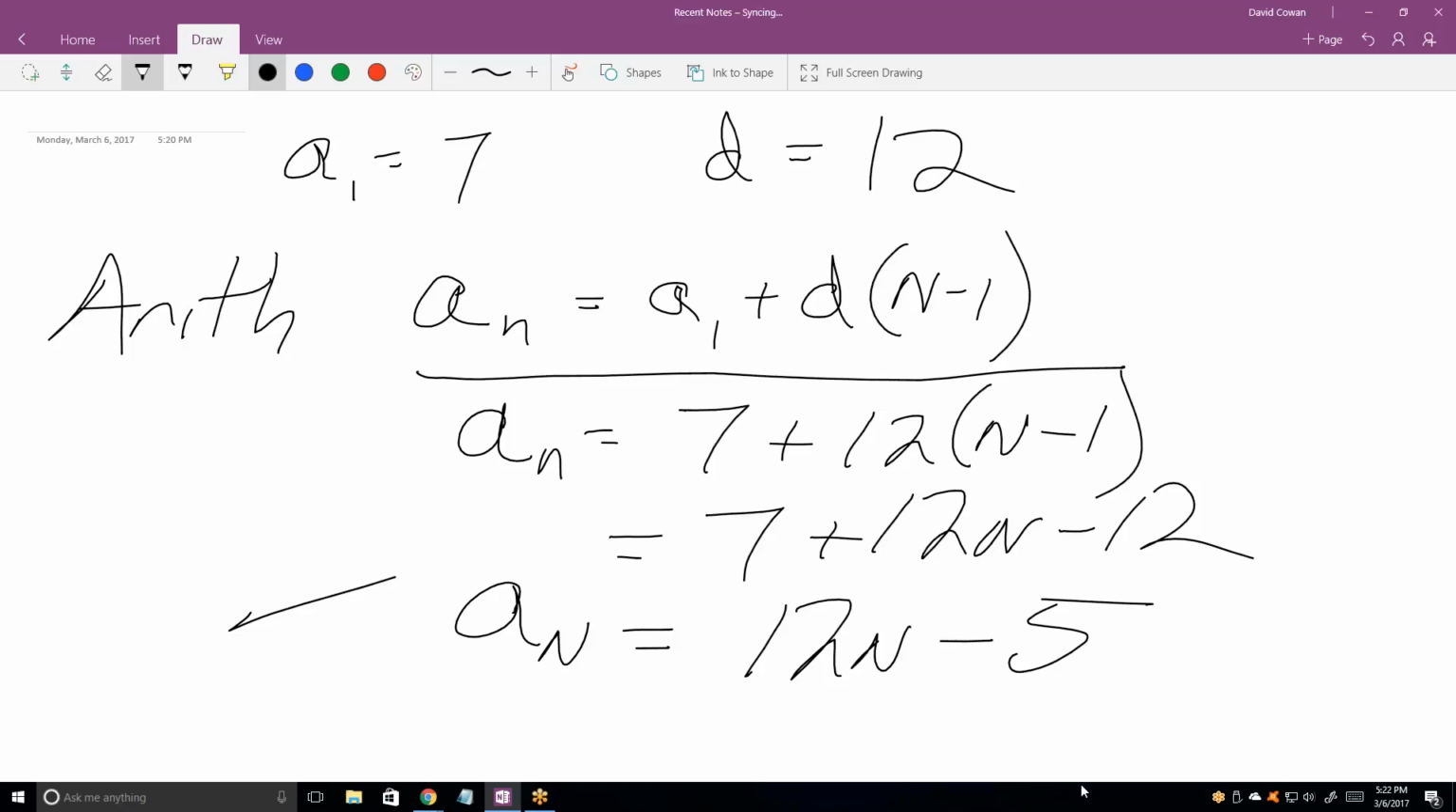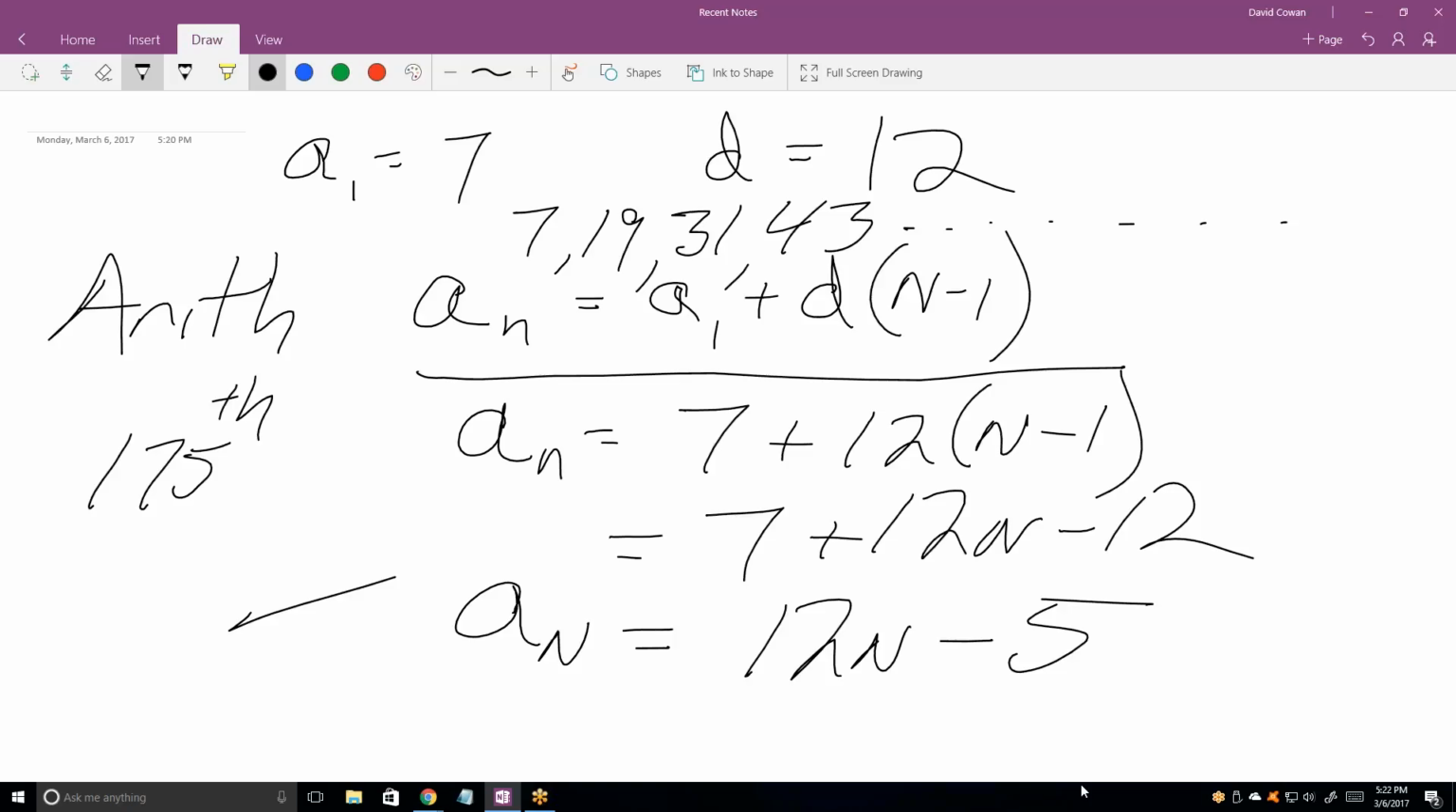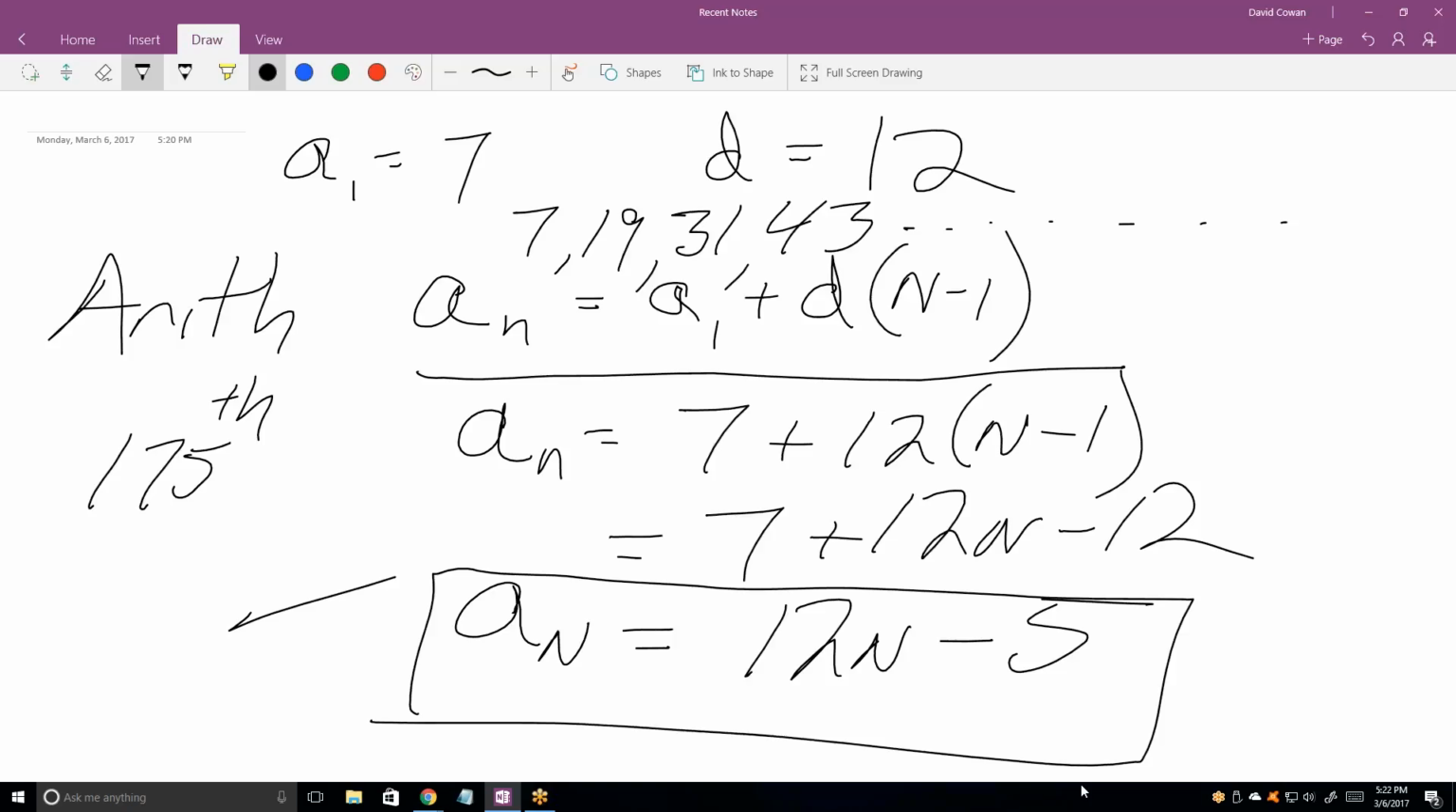All right, and then one more. In other words, if I were to want to write this sequence out, well, the first term's 7. They tell me a sub 1 is 7. Common difference is 12, meaning the second term is 12 more than the first. Third term is 12 more than the second. Fourth term is 12 more than the third. And so forth and so on. But if I wanted to figure out the 175th term, it'd be tough to do it this way. I'd still be doing it an hour from now. Whereas if I know this, then I can just plug in 175 for n and have it near instantly.